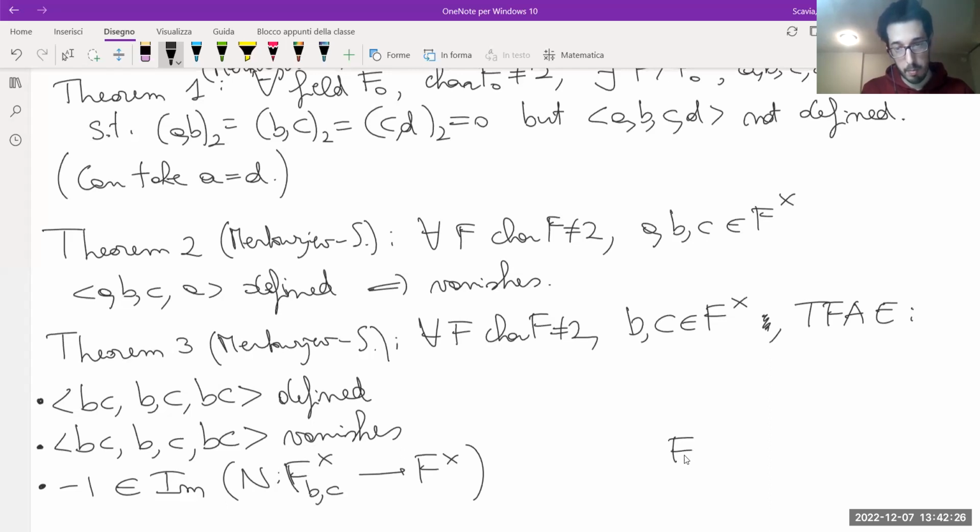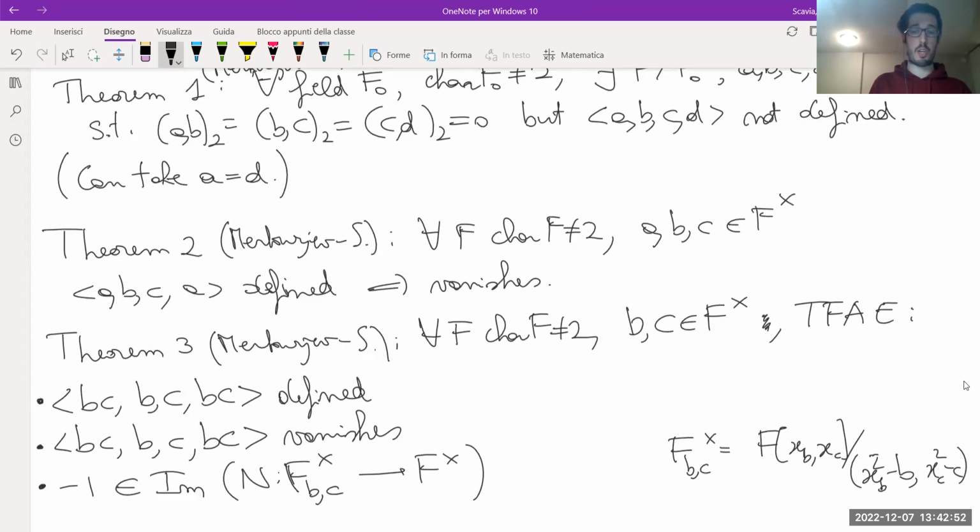So here F(√B,√C)* is, when I put some scalars in as an index, I just mean that I'm adding variables, and then I'm adding square roots, basically. So most of the time, this will be a biquadratic field extension of F. But if B is equal to C, it will actually be only an étale algebra. Okay, it always has degree 4 over F.